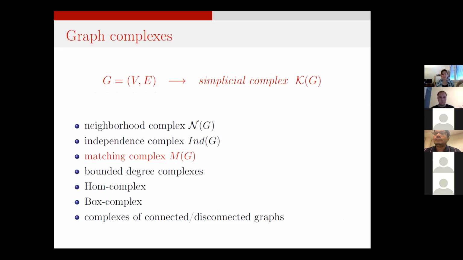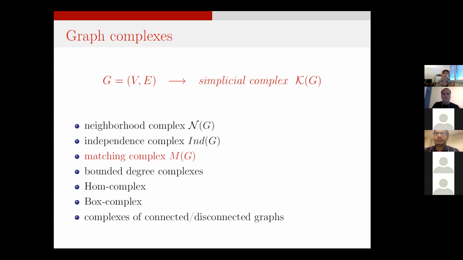And since we know what a simplicial complex is, we're going to talk a little bit about general constructions of graph complexes. There are many of them. So the general idea is that we have a graph and we assign to it a simplicial complex in many ways.